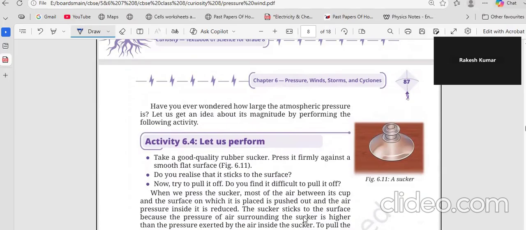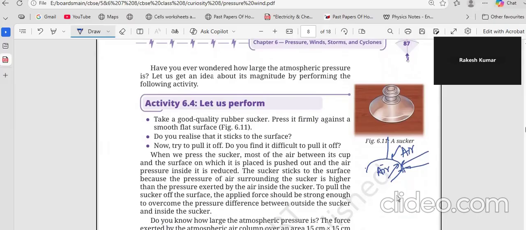This air pressure can also be felt with a sucker. This is the thing which sticks to the wall when you hit it. Why it sticks is because generally it is this shape, and there is air here also. So air particles are hitting from this side and from this side. But if you press it, then it gives this shape. There is no air here because there is a wall or a table here. So air is only coming and hitting outside.